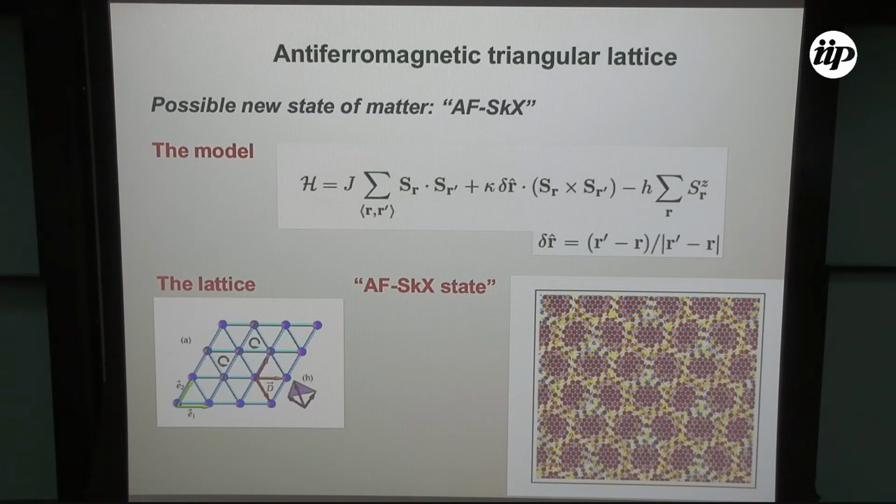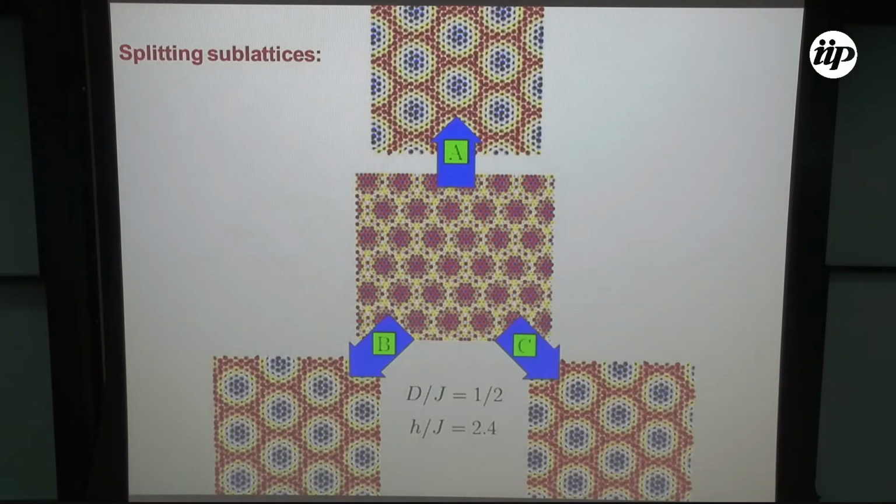to tell you a bit about this new intermediate state. This state appears at some intermediate magnetic field for a non-vanishing Dzyaloshinskii-Moriya interaction. So essentially, if you split this snapshot by sublattice, then you get on each of the sublattices a skyrmion lattice of the previous type. So this is a nice description. You have three intertwined skyrmion lattices that lead to this thing here. This is for D over J equal 1/2 and some large magnetic field.